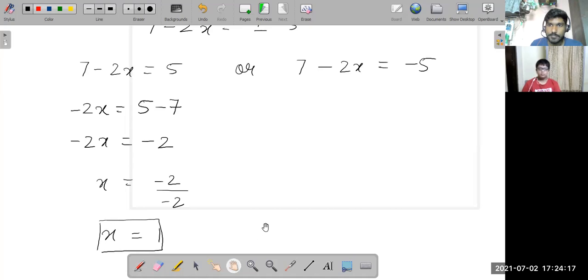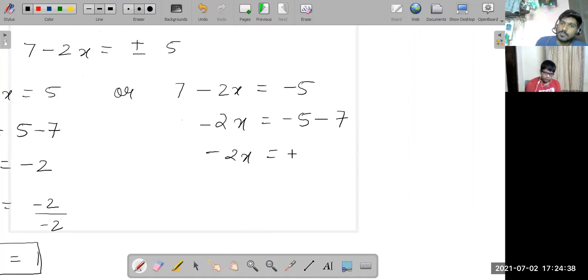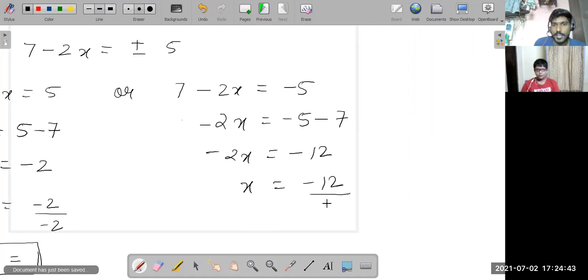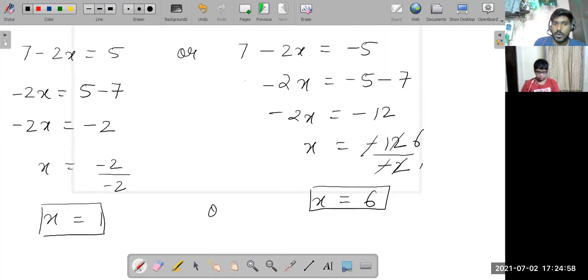Did you understand this? Yes, sir. Now same thing here. My plus 7 went to the other side. So minus 2x is equal to minus 5 minus 7. Correct? So minus 2x is equal to, how much is minus 5 minus 7? Minus 12. And x will be equal to minus 12 divided by minus 2. So minus minus 2 went away, it became plus. 2 ones are 2, 2 sixes are 12. So x is equal to 6. So the value of x is 1 or 6.